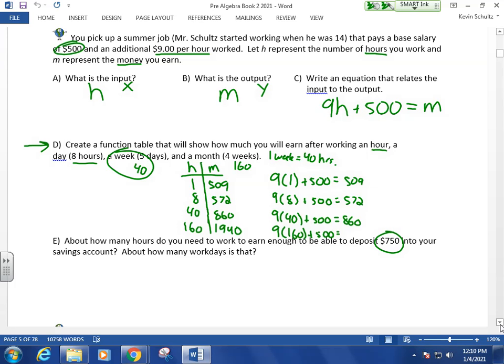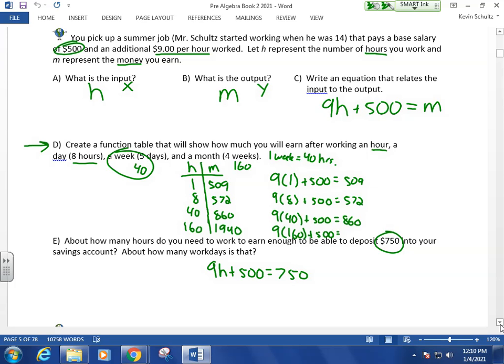Maybe you're saving up for a trip, or you're saving up for a phone, or you're saving up for some sort of pet or something. I don't know, but you are not testing something. You are solving for something. This is what I want. What do I need to do? Okay. So this time you're being given the output, your equation, 9H plus 500 is going to equal 750, right?